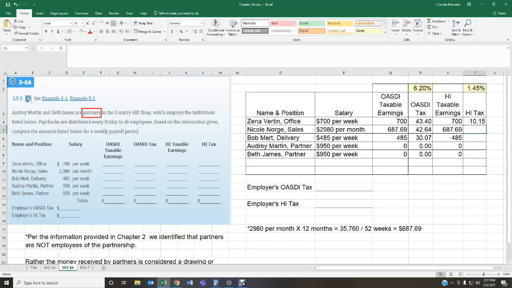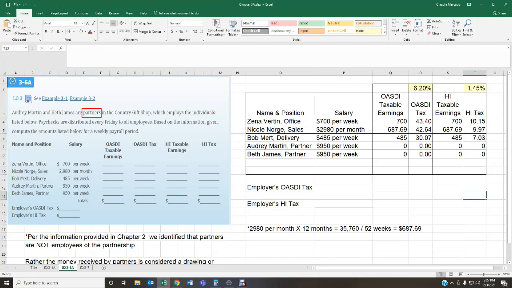That's $10.15. Once the formula has been entered, which is equals round times the taxable earnings times the rate, I can just click on the cell. On the bottom right corner, there's a little green box. You're going to grab it and drag it down, and that's going to calculate your taxes.